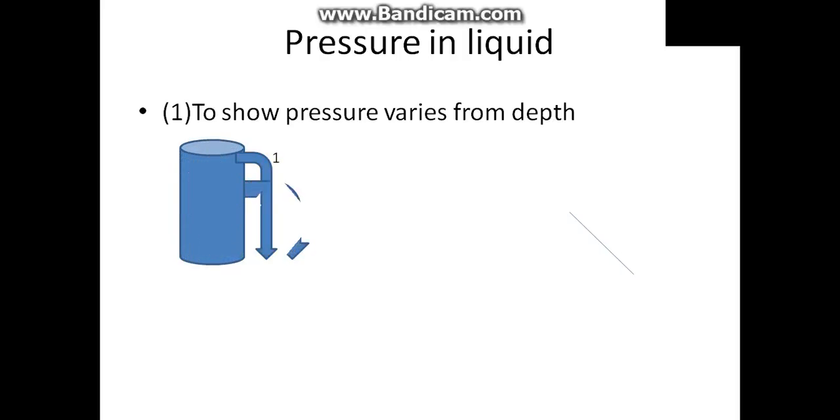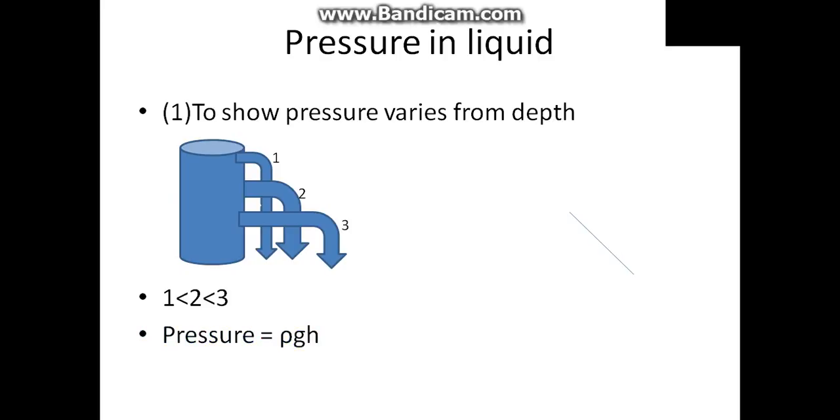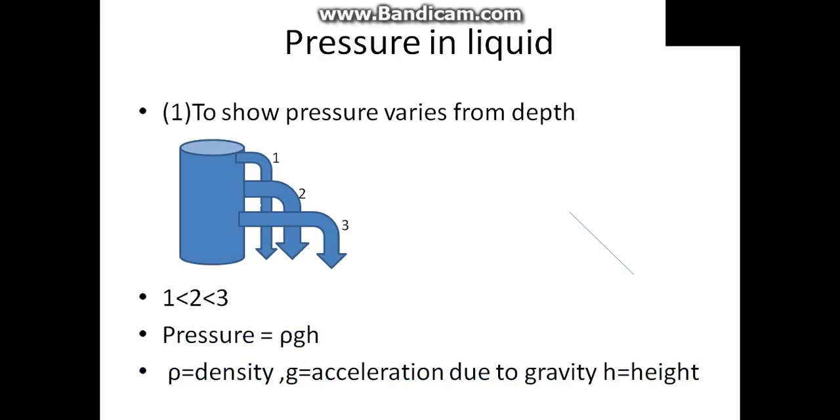Pressure in liquid. 1. To show pressure varies with depth. Pressure at 1 is less than pressure at 2, and it's less than pressure at 3. Pressure is equal to rho g h, where rho is the density, g is acceleration due to gravity, and h is the height.